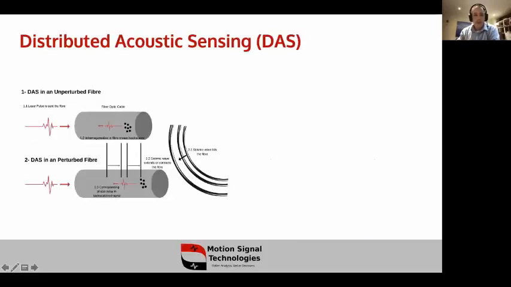Given this is an SEG talk, I suspect many people are already aware of what distributed acoustic sensing, or DAS, is. If you're not, it's essentially a measurement technique that allows you to turn a fiber optic cable into an array of thousands of vibration sensors, and it does that by looking at the backscattered light that is reflected back up the fiber optic cable.